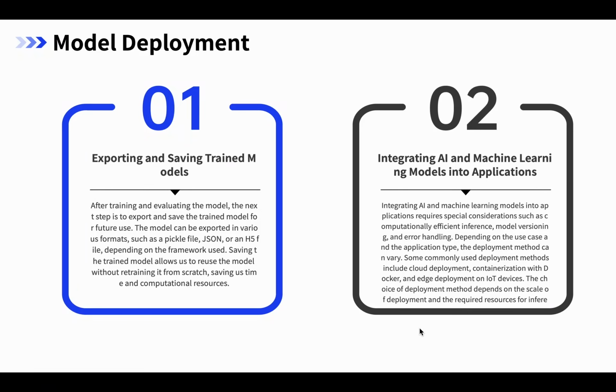Now, model deployment, exporting and saving trained models. After training and evaluating the model, say the accuracy you get is good enough and you can make it work. So now the next step is to export and save the model for future use. The model can be exported in various file formats, some of which are JSON, pickle file, or an H5 file depending on the framework used.